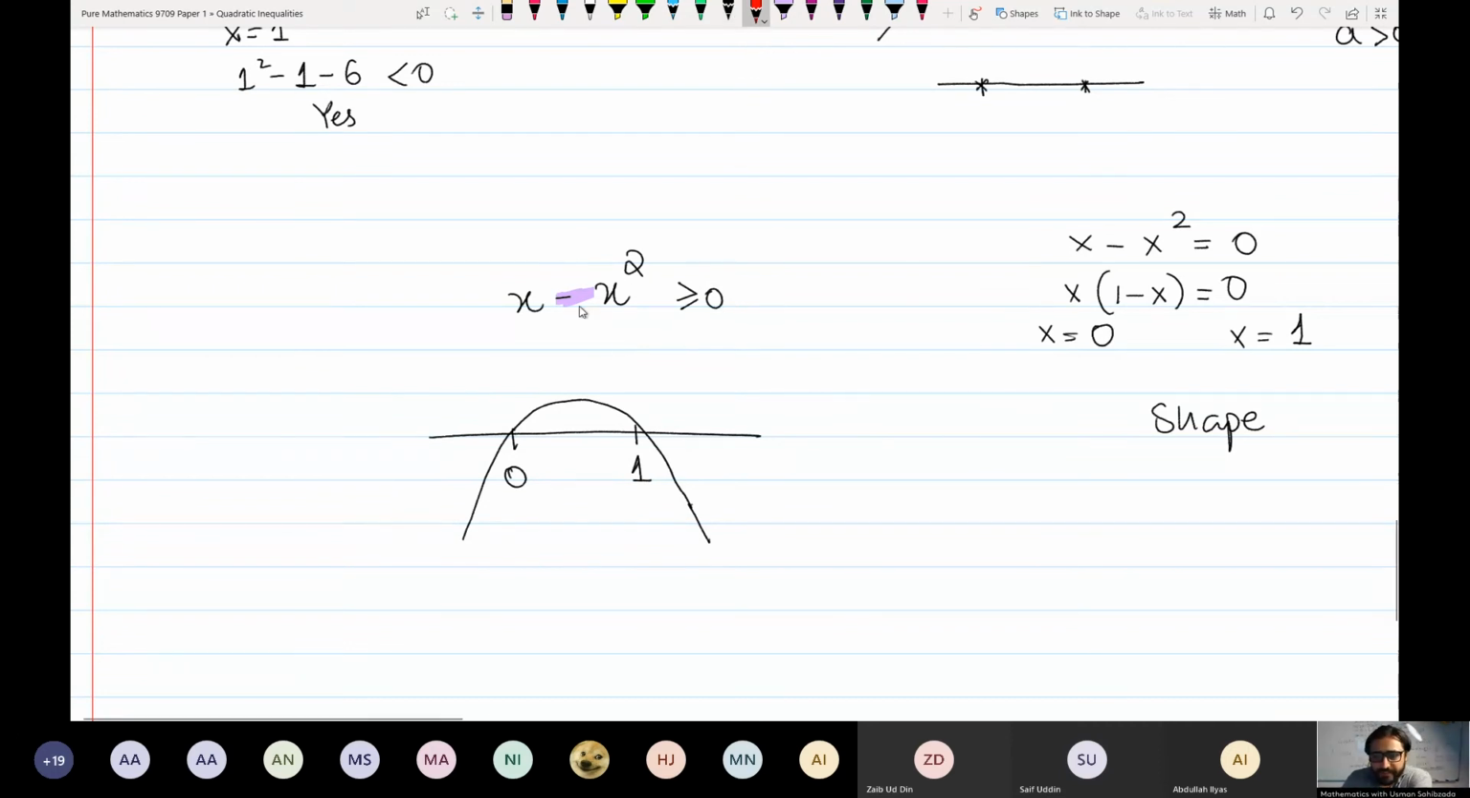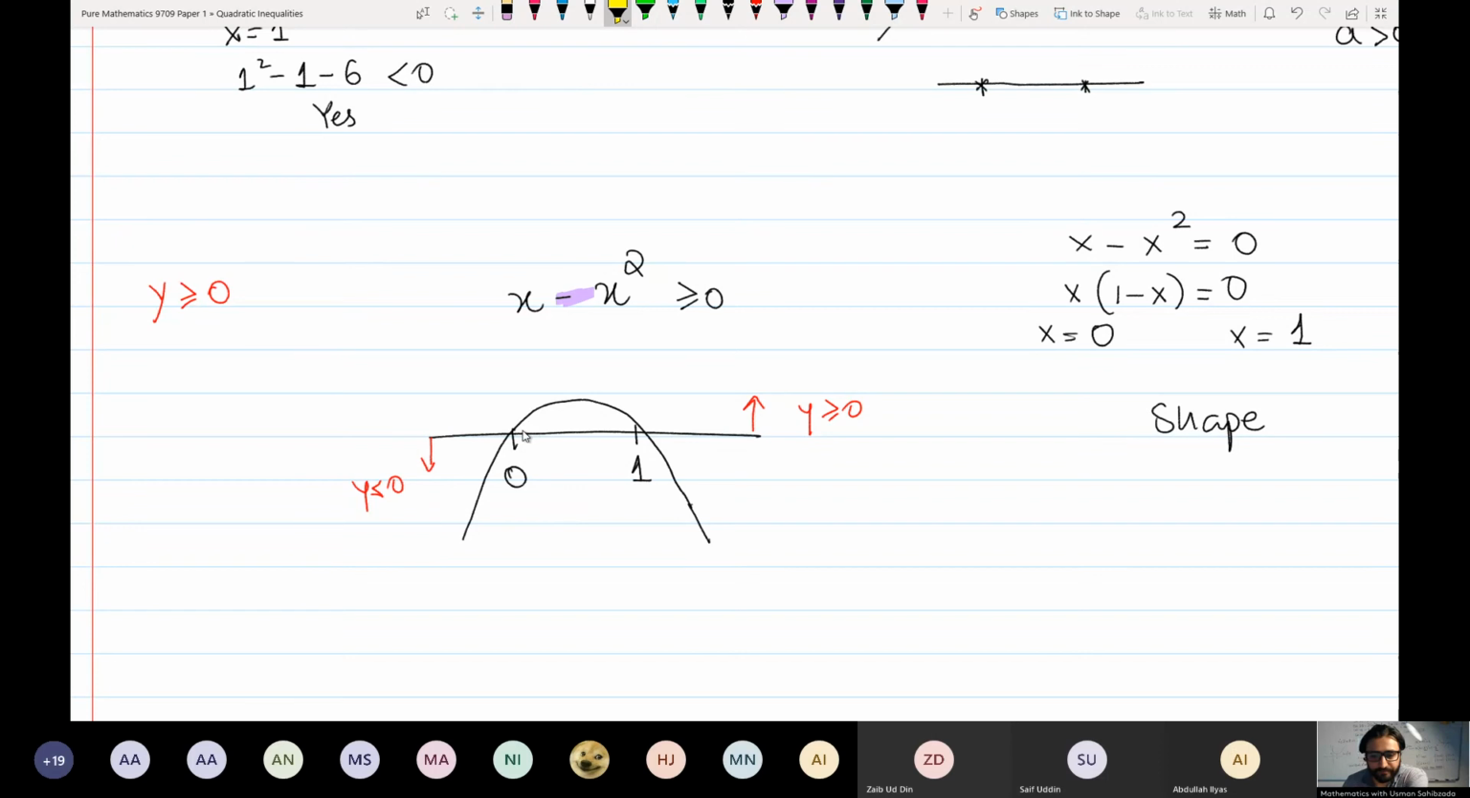Now, what is it written? Greater than or equal to 0. So that's basically y greater than or equal to 0. Where is y greater than or equal to 0? Above the x-axis. Where is it less than or equal to 0? Below the x-axis. Where is it 0? On the x-axis. But what do we need? We need the region above 0.